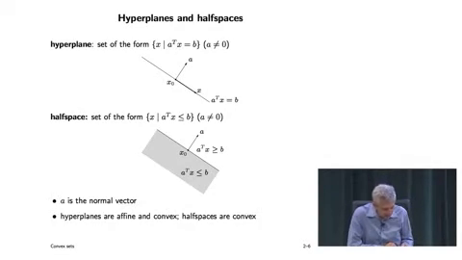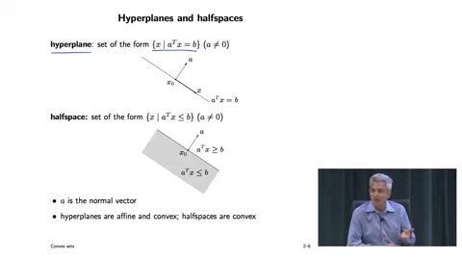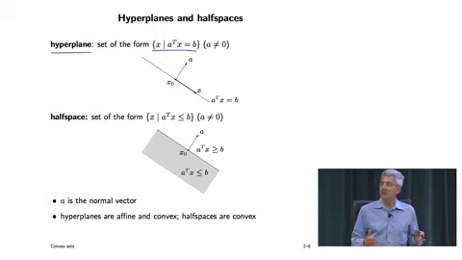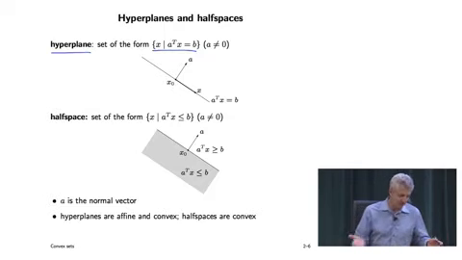So let's look at hyperplanes and half spaces. A hyperplane is a solution set of a single linear equality constraint, a single linear equation, and we'll take a not equal to 0, because otherwise this is silly. In R2, it's a line. The solution set of a single linear equation in 2 variables is just a line. In 3 variables, it's a plane, and in more variables, that's why it's called a hyperplane, because it's like a plane but in higher dimensions.